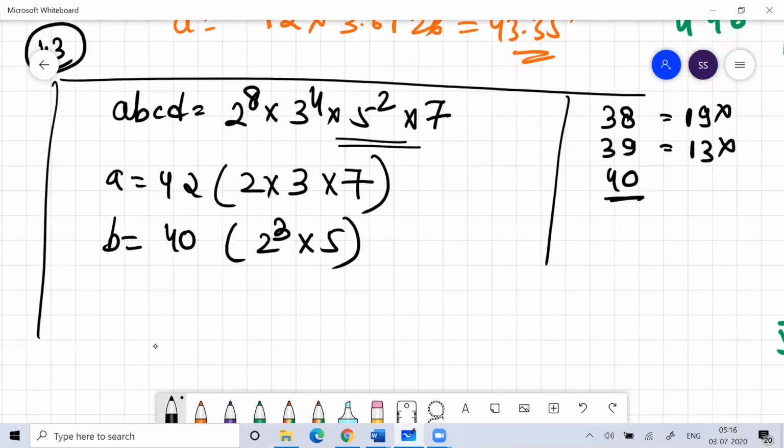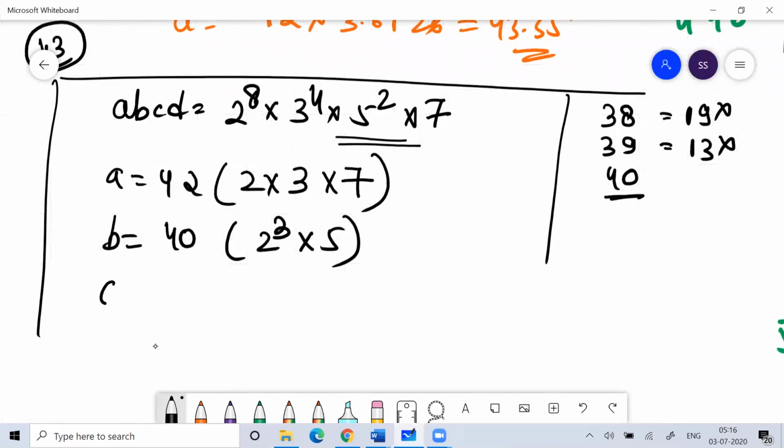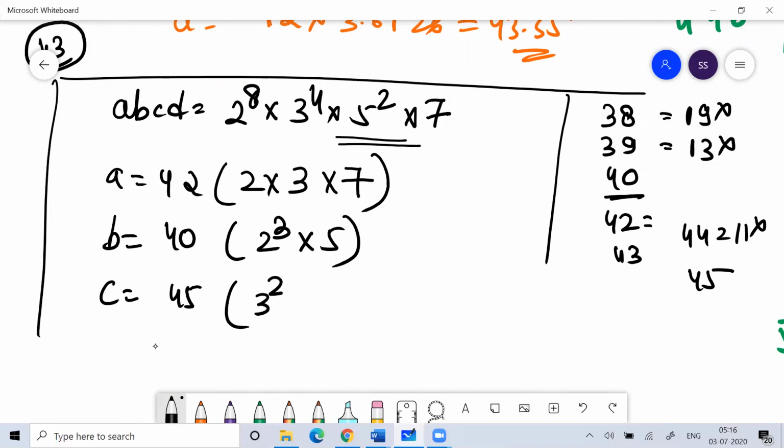Okay, 41 is a prime number, you cannot make. 42 you already made. 43 not, for 44 you need 11, not possible. 45 you can make. So what is 45? 45 is 9 into 5. That also. Okay, so your 5 is done. Your total 2 fives are there, you used them.